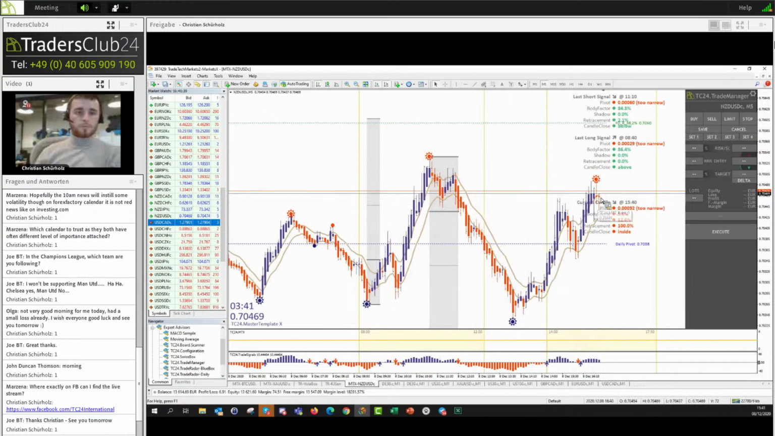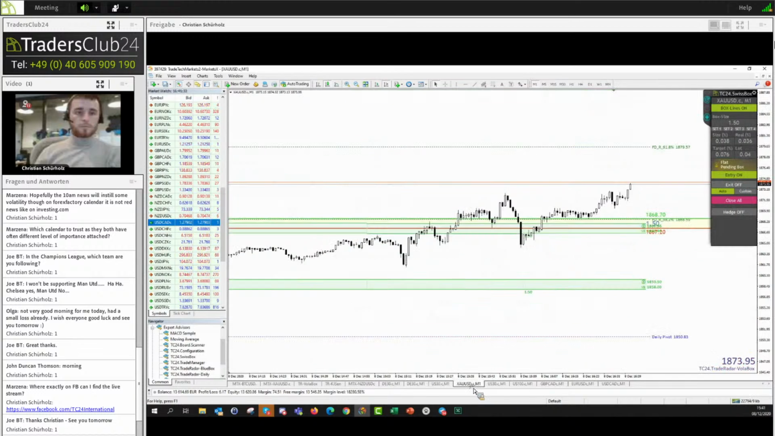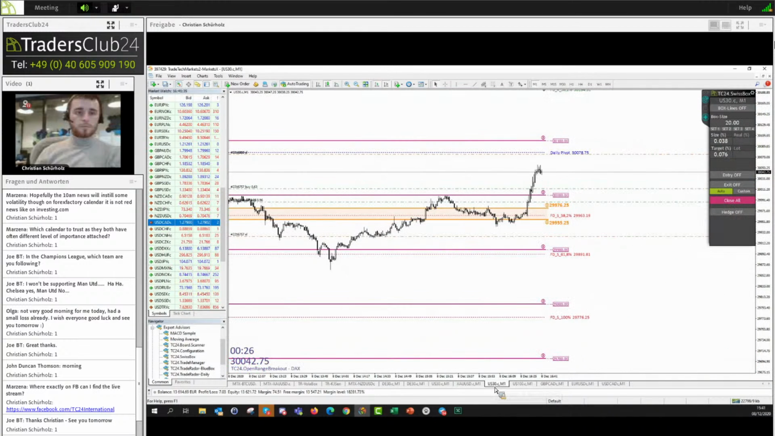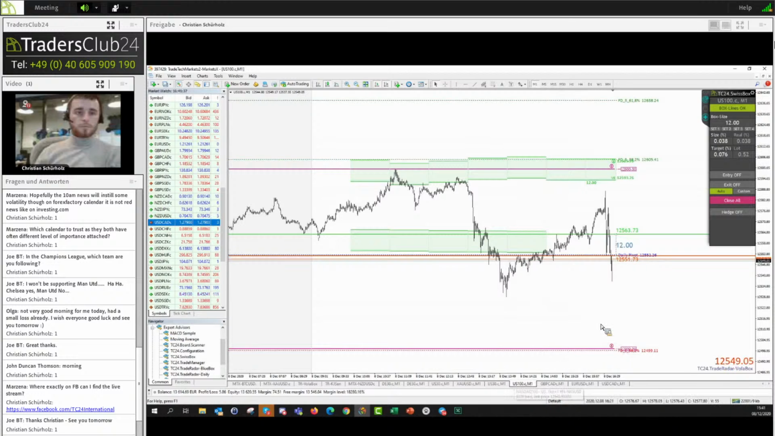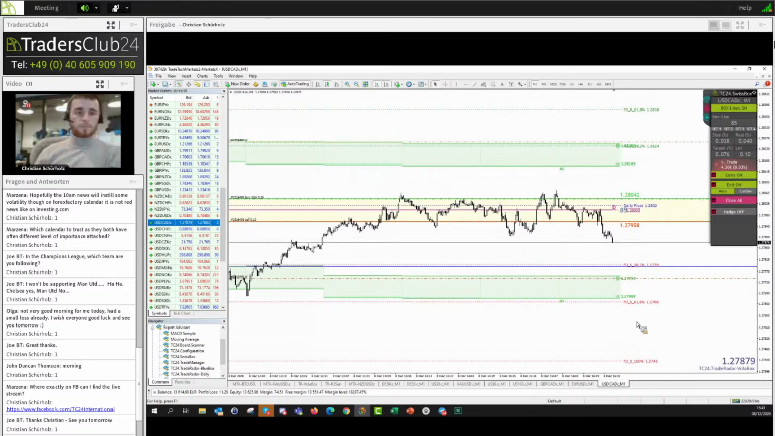Swing high over here. Then we'll wait for that candle. USD CAD slowly declining on its way to a take profit here.